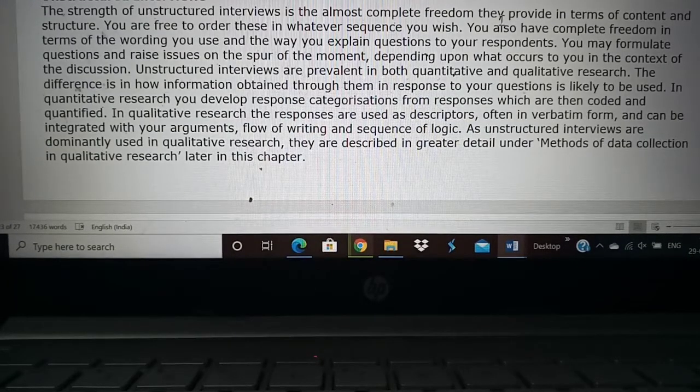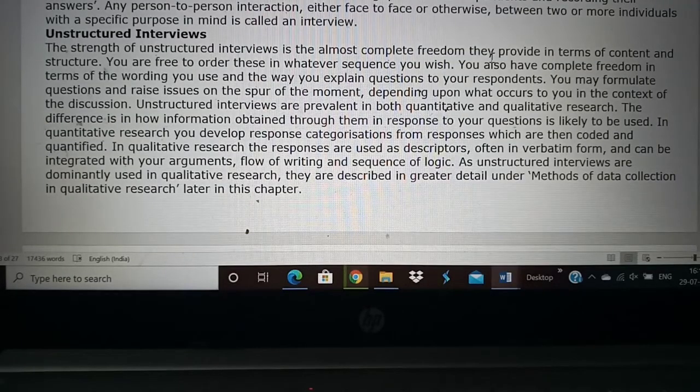So let us see what the types of interviews are. First is the unstructured interview. As I told, in an unstructured interview, there is no structure. You can ask any questions. You can formulate the questions and based on the situation you can collect the data. It can be both quantitative or qualitative data. You can find out the answers based on whatever the person is telling.